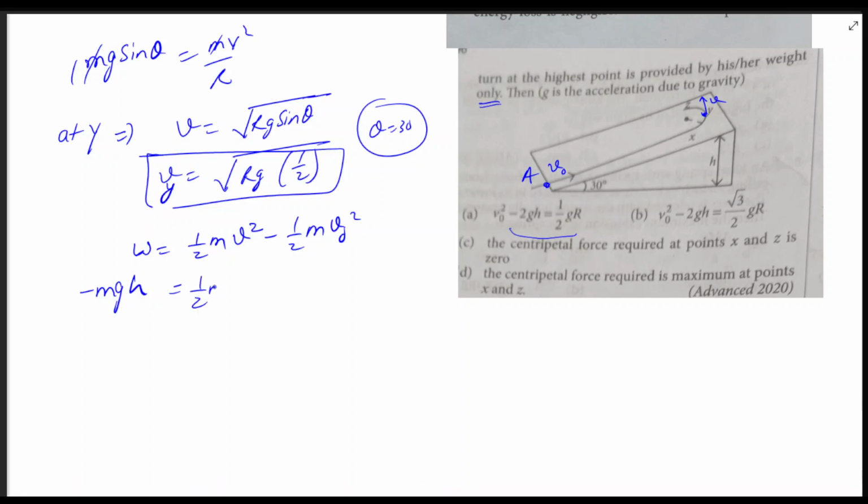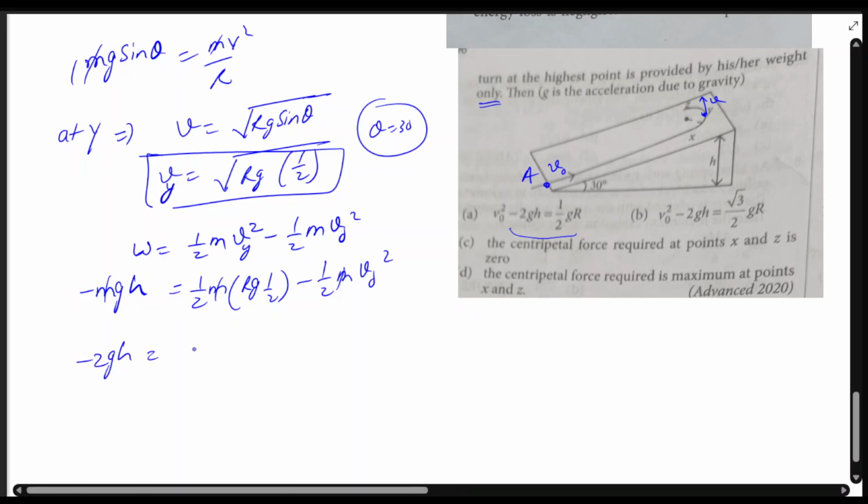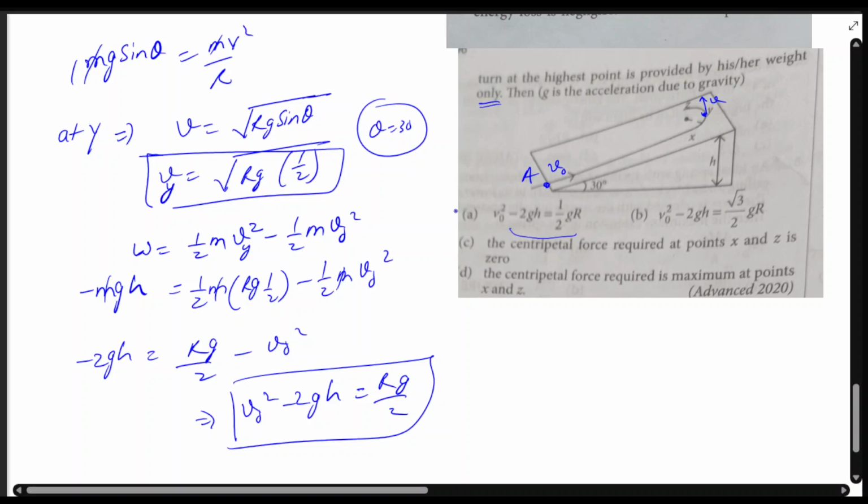So it will be half m vy square, this is at Y, right? It will be Rg by 2, minus half m v naught square. So m will get cancelled, and if you multiply by 2 here, we'll have minus 2gh equals Rg by 2 minus v naught square. So we will have v naught square minus 2gh equals Rg by 2, right? So this is our option A, right?